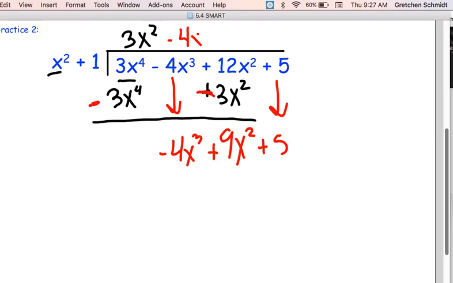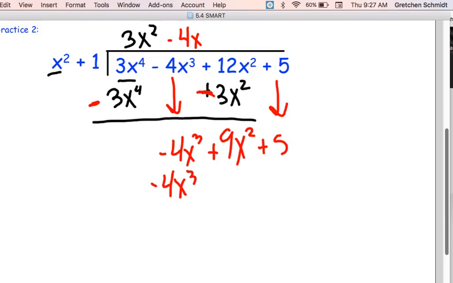Negative 4x. So 1 to a negative 4 just means a negative 4. You need one more x there. Multiply it. Negative 4x cubed. And then negative 4x times 1 is negative 4x. Do we have anything to line that up with? No. So just be careful.